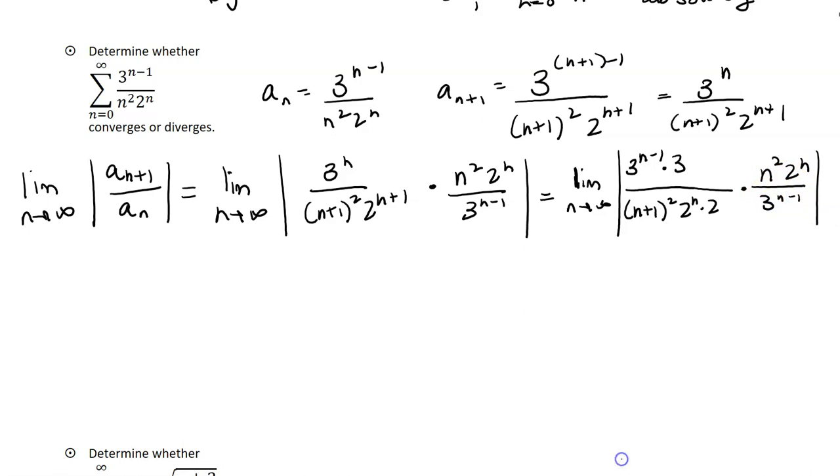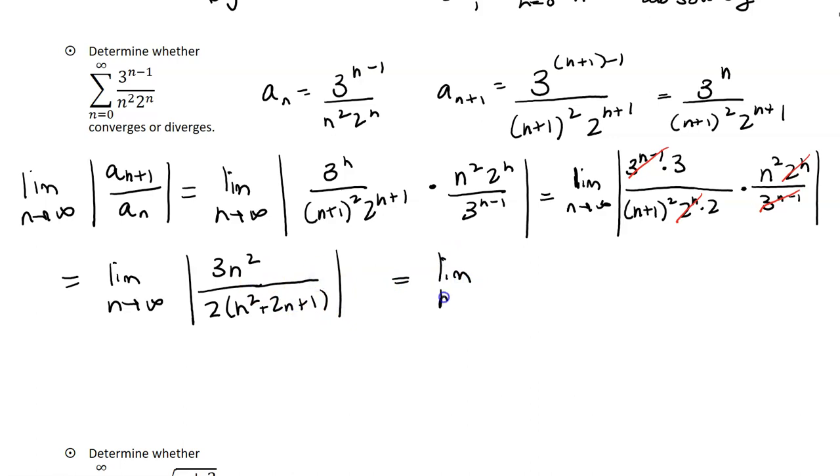Now hopefully you've gotten everything in a form where things will cancel. So I can cancel 3 to the n minus 1. I can cancel 2 to the n. And it looks like that's all I can cancel right now. So I get the limit as n approaches infinity of the absolute value of 3n squared over 2 times, let's go ahead and square that out, n squared plus 2n plus 1.